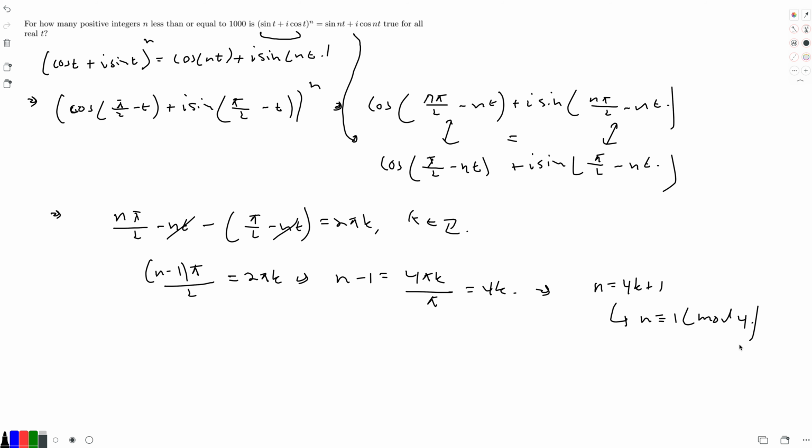Okay, now what do we need to do? Now we see all the n of this form satisfy. So all we need to do is count how many of these are less than or equal to 1000. For every n we can take k equals 0, 1, 2, all the way until 249, right? And that gives us 250 values, and we are done.